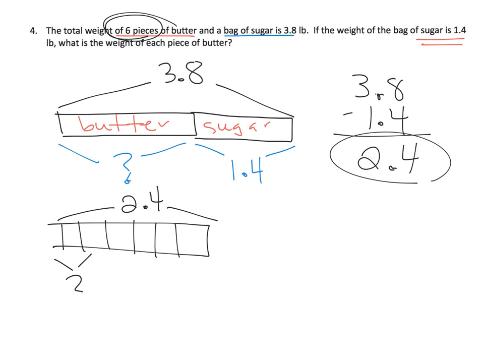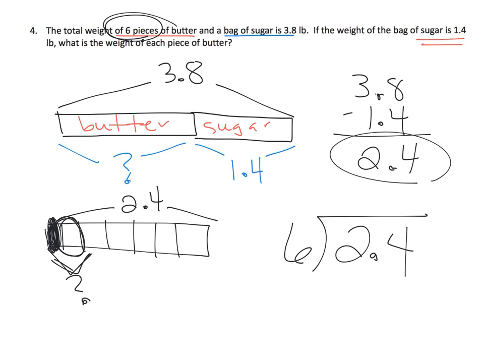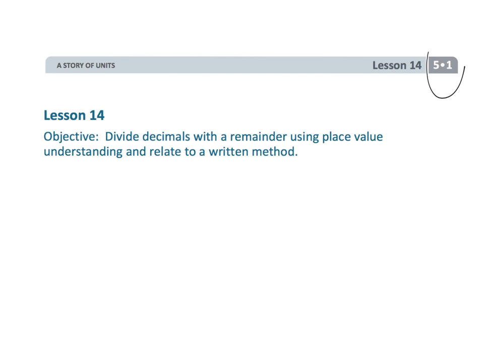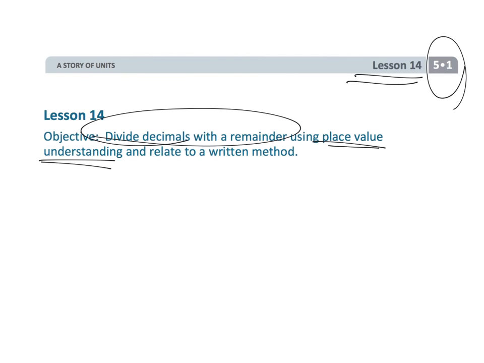And we're going to use division to show this one piece. What is that one piece worth? And so that's 2.4 divided by 6, and I'm going to let you finish that division. And that wraps up 5th grade Module 1, Lesson 14, dividing decimals, using that place value chart in order to understand this standard algorithm.